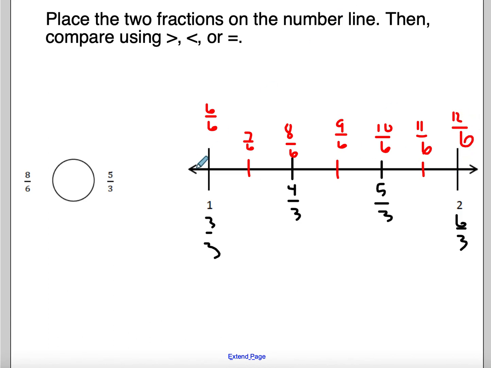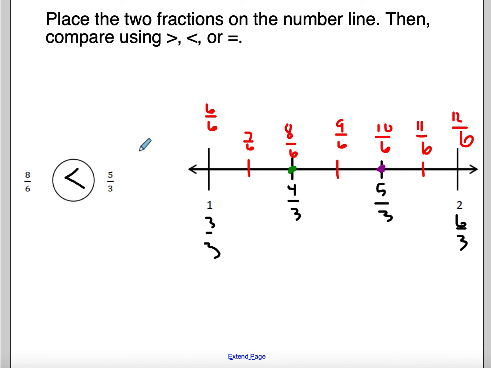So I'm going to go ahead and label 5/3. That's right here. And then 8/6 goes right here. I see that 8/6 is closer to 1 whole, or to 0 if we go back all the way, than 5/3 is. 8/6, 5/3, this is further along the number line. So 8/6 is less than 5/3.